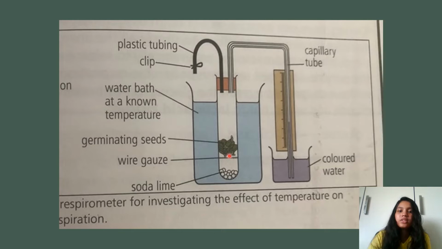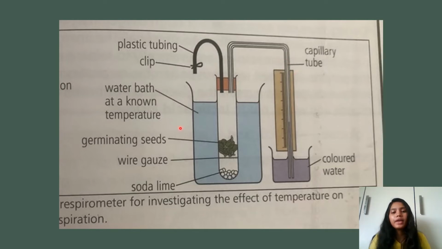Okay? And so this causes only the water to move upwards, because only oxygen is being taken in by the seed, and the carbon dioxide which is released by the seed is taken in by the soda lime. So there's no net effect from the carbon dioxide. Only it's like a minus effect. Oxygen is taken out from the air. Okay? And so the colored water moves up.